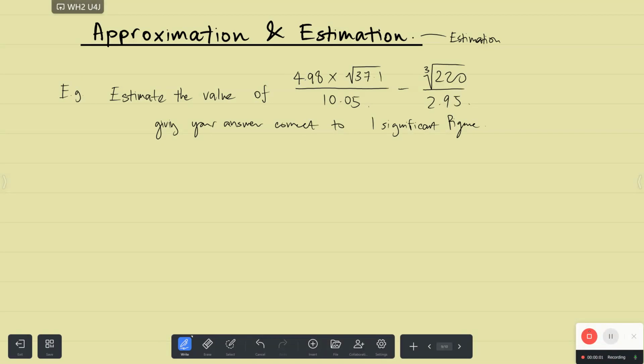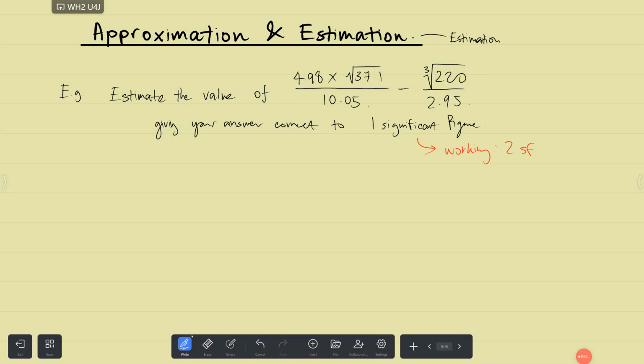Hi everyone, in this video we're going through an estimation for a set of working that will require us to correct answers to one significant figure. So the first thing to take note of is that if the final answer is one significant figure, your working should have one more additional accuracy point, so you write on 2SF in your working.